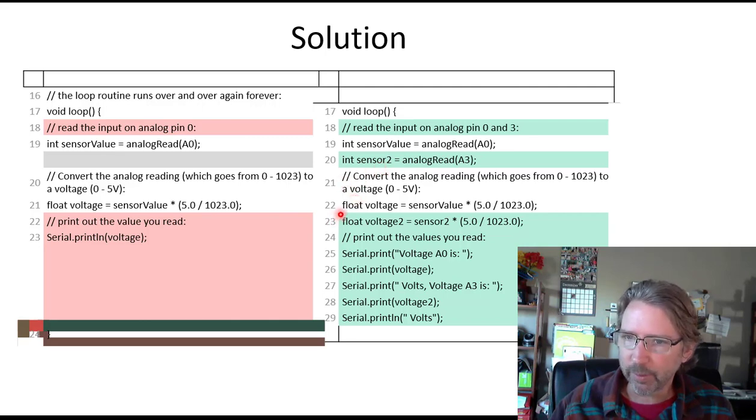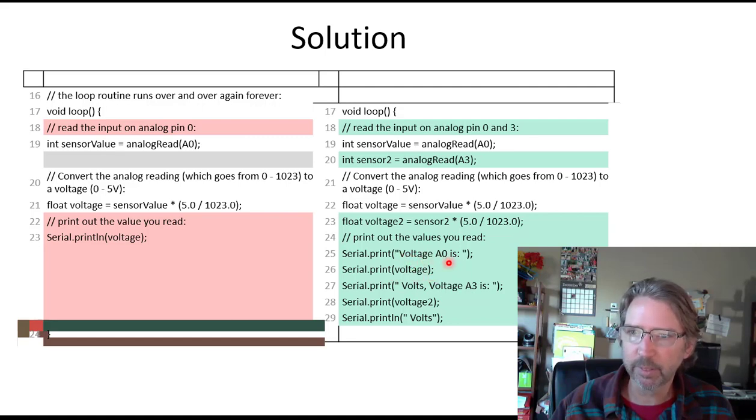This comment got wrapped around, but here is the conversion from the original code, and here's the conversion for the new one. So we've got the new variable sensor 2, and we're converting it into a new variable, voltage 2. So we read the two pins, we convert them to the right units, and now we're printing them out. So again, we're mixing print statements with quotes and print statements with variables.